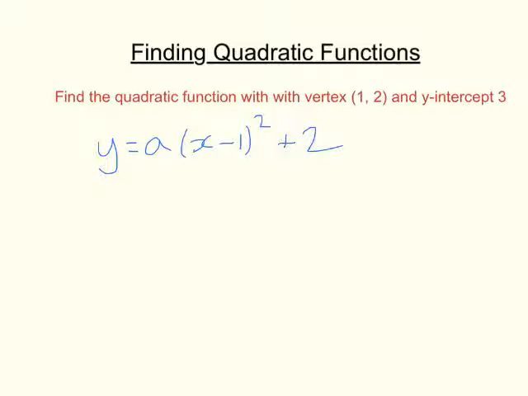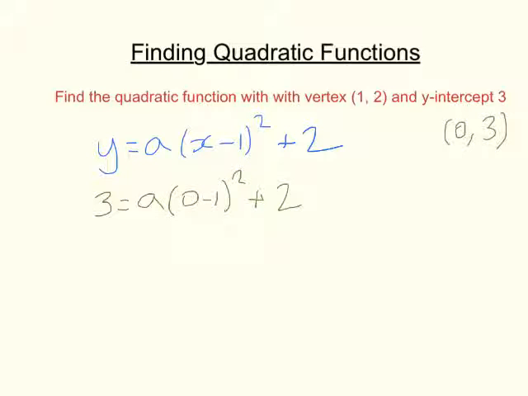Now we use the fact that we know the y-intercept is 3. And if the y-intercept is 3, then we have the coordinate (0, 3). Because it's the y-intercept, the x value at that point is 0, because it's just up the y-axis. So now we know y and x, so we can substitute those in. So we have 3 equals a, well, x is 0, so it's (0 minus 1) squared plus 2.